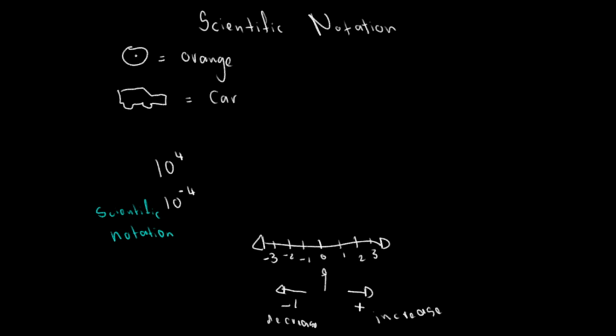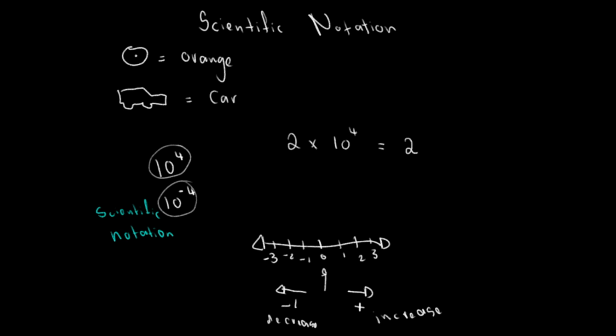Well, if we look at 10 raised to the fourth power, I know our number will increase because it's a positive 4. If I look at 10 raised to the negative fourth power, I know my numbers will decrease, so to the left of my number line. So let's look at the following example: 2 multiplied by 10 to the fourth power.